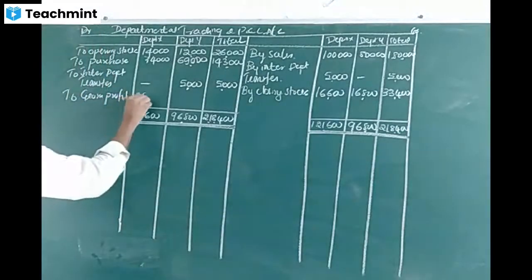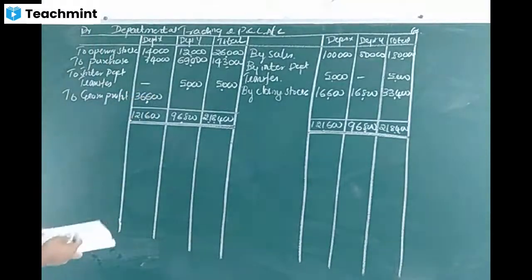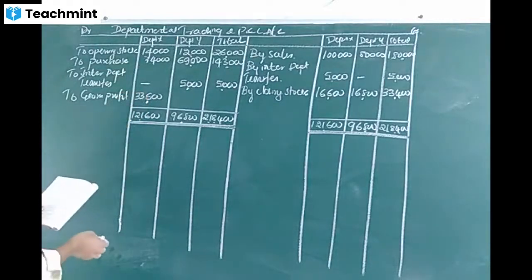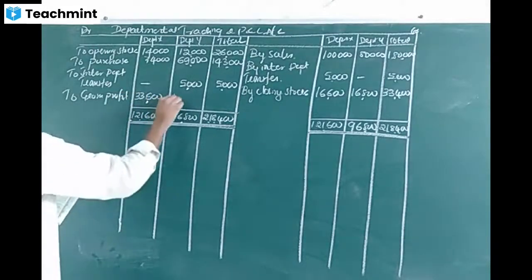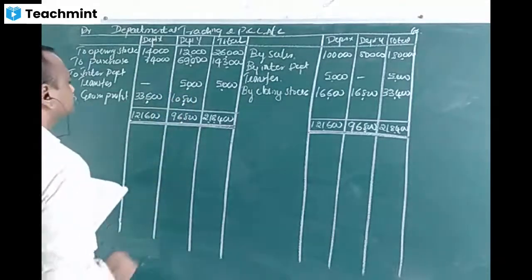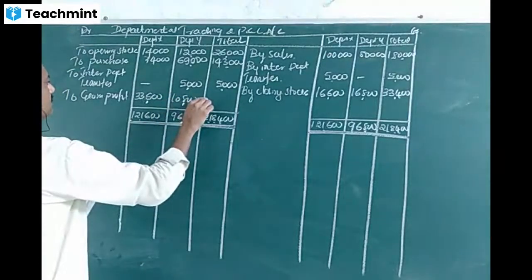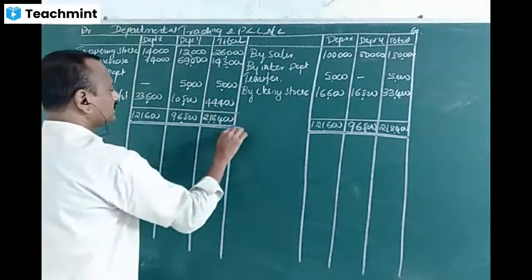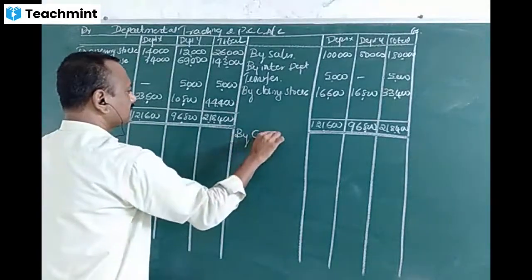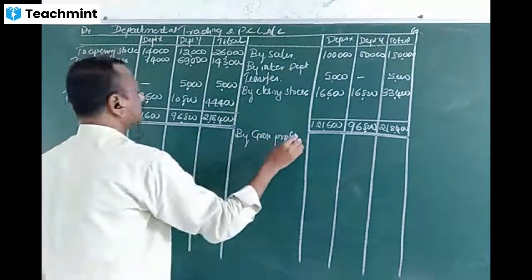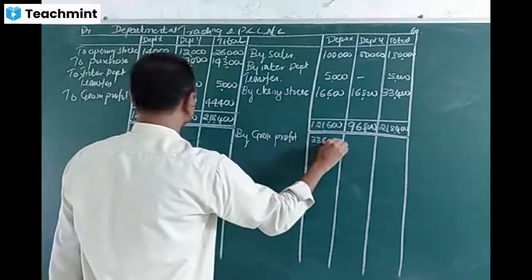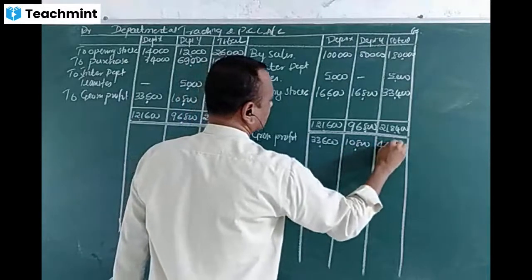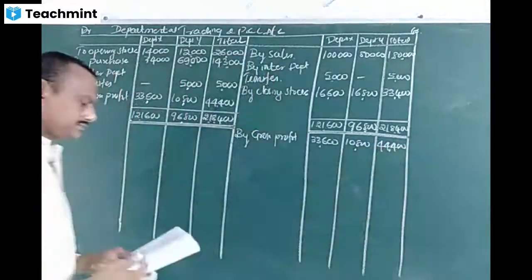10,800. 33,600 and 10,800, total 44,400. So gross profit is 33,600 and 10,800, and total will become 44,400.